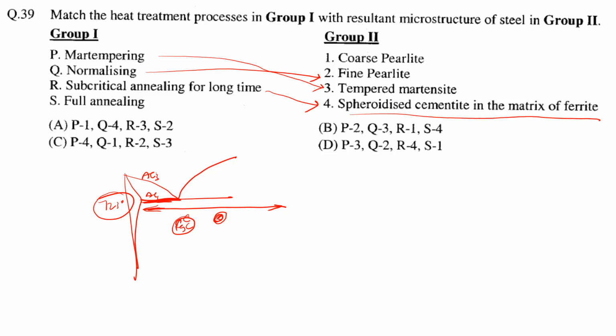Okay, the last one is full annealing. So in the case of full annealing, we'll get coarse pearlite. Okay, so this matches with option D, because P3, Q2, R4 and S1. Okay guys, no issue. Let us proceed.